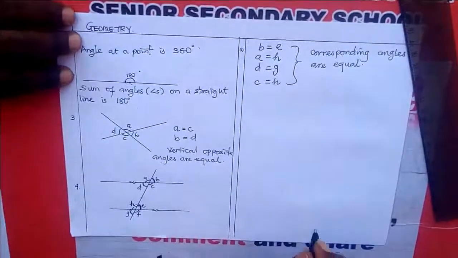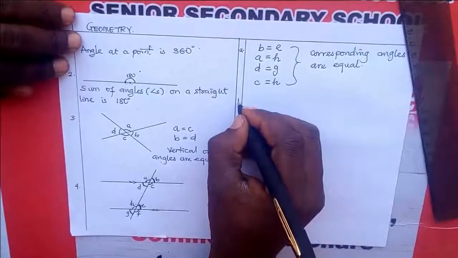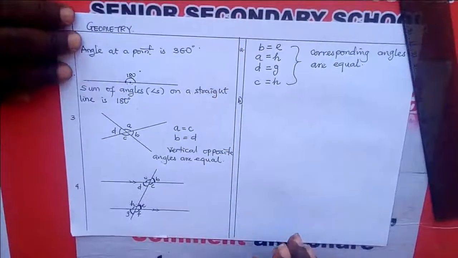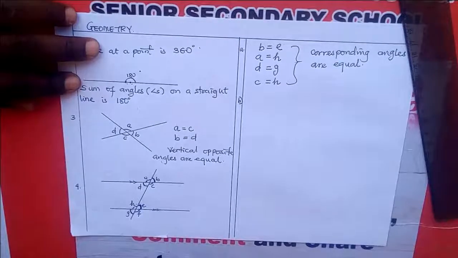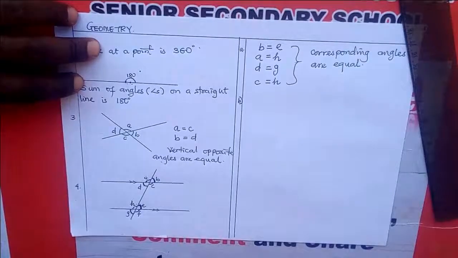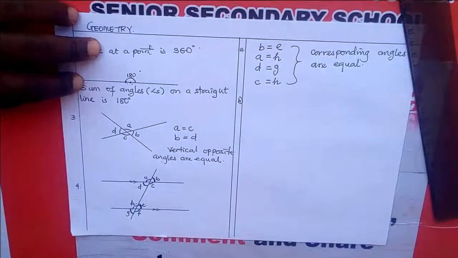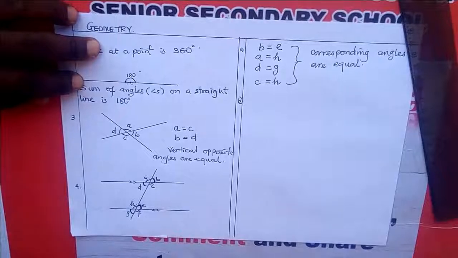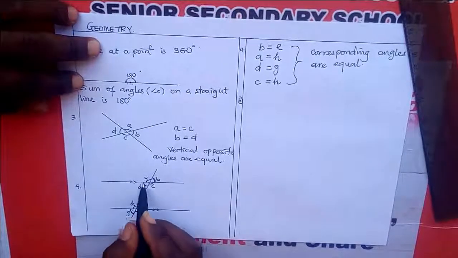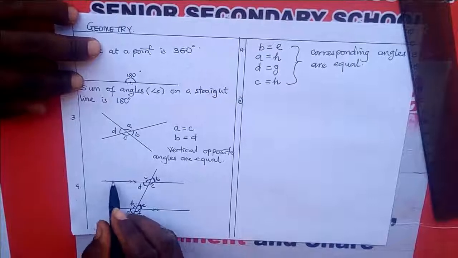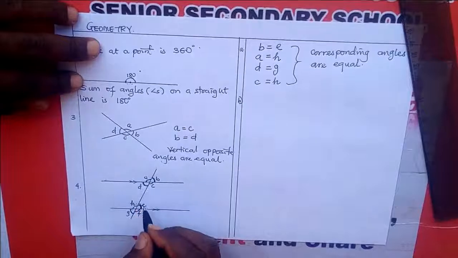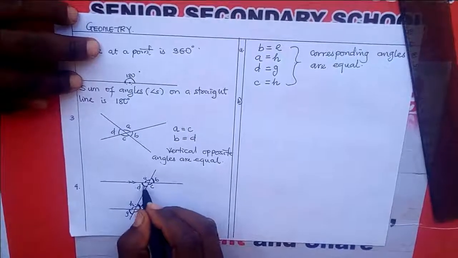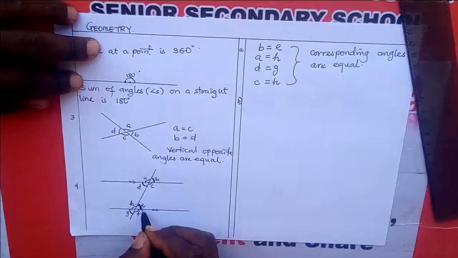So let's take the next one, B. We have what is called alternate angles. When you have two parallel lines and a transversal forming something like a Z or a laterally inverted Z, you see it is coming like Z, like this. Then we'll say this angle here is alternate to this. This angle here is alternate to this.